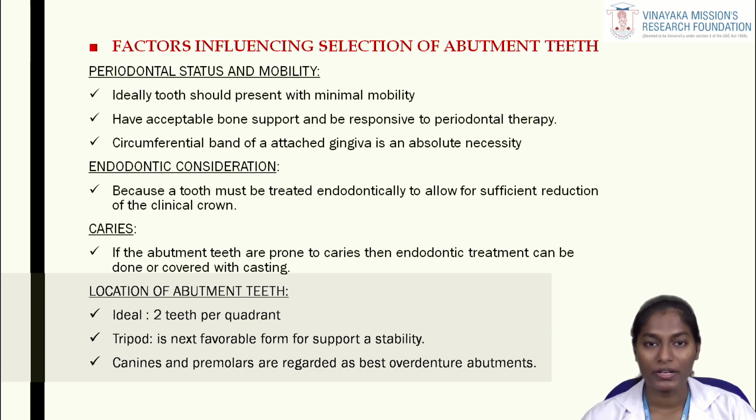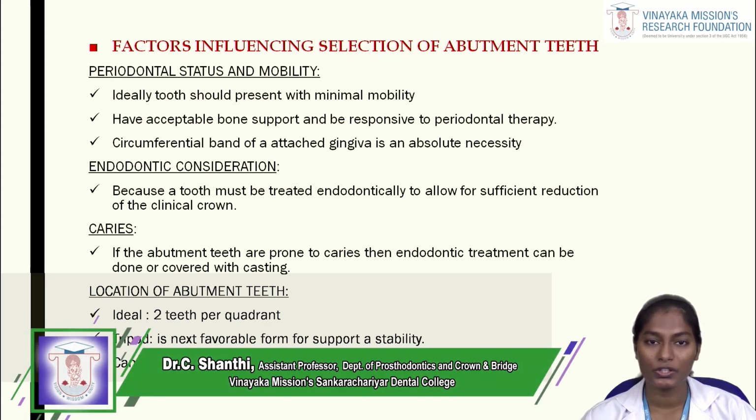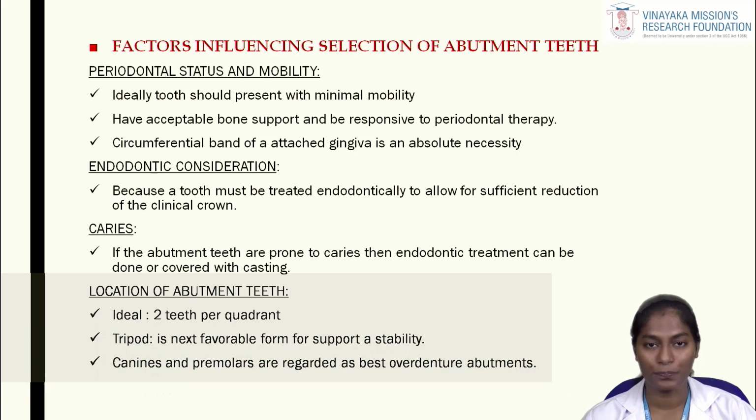The tooth should have acceptable bone support. This fulfills the periodontal criteria for the selection of abutment teeth. Since we are going to cut down the coronal portion of the tooth and retain the roots of the natural teeth with 2 to 3 mm of the clinical crown, that should support our endodontic consideration also. After complete root canal treatment, we are going to utilize those teeth for the overdenture. So, it should fulfill the endodontic criteria.